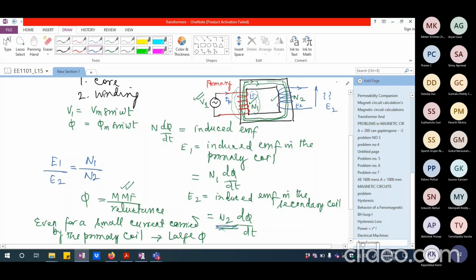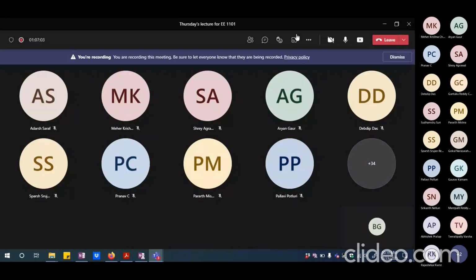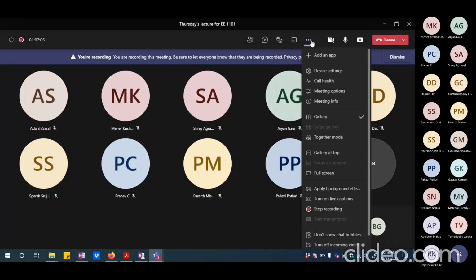We will continue with transformers further in the next class as well. I have only given a basic introduction to the transformer.